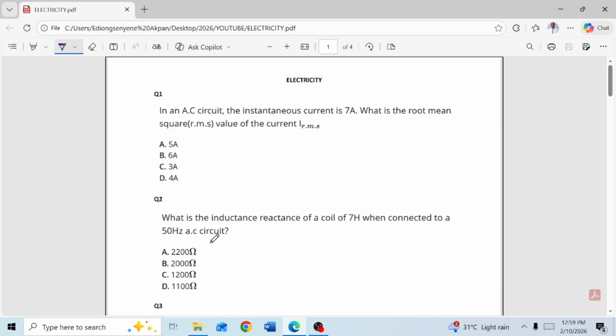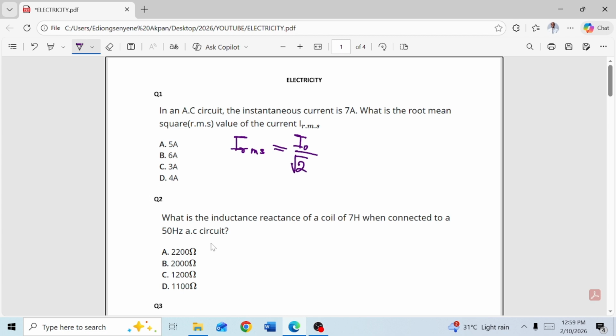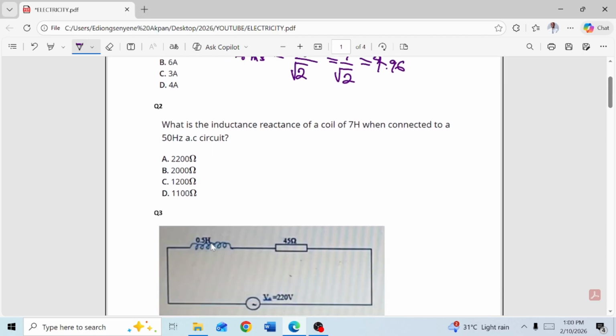Now, this is an alternating current. AC means alternating. For a root mean square current, the relationship with the peak current is peak current divided by square root of 2. They gave us 7, so 7 divided by square root of 2 will give us 4.96. Looking at the options, we have 5 ampere. Question number 2.